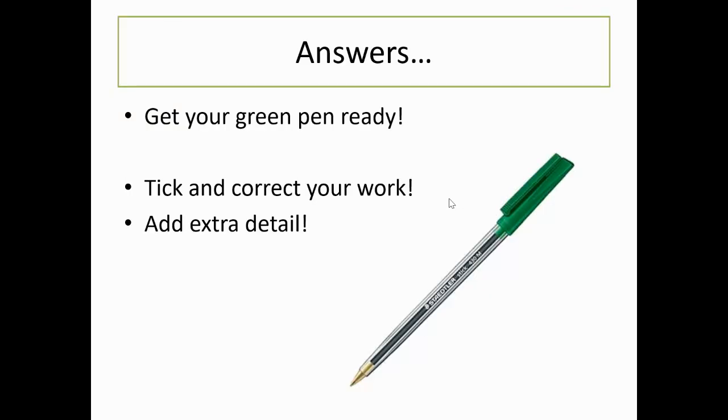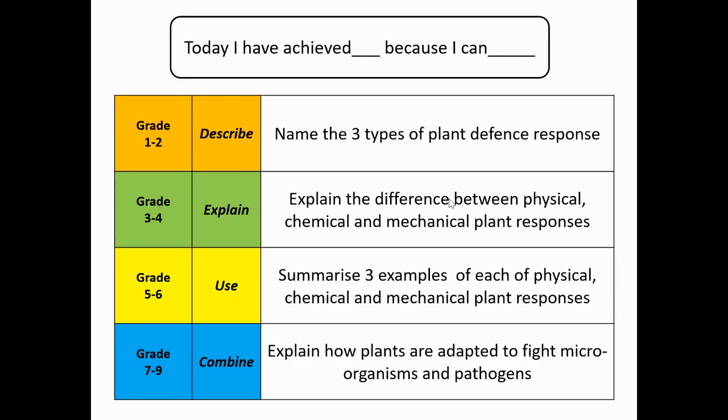Those have been our objectives for today's lesson. As always, I'd like you to write your "Today I have achieved" sentence. Please can you pause the video and fill in the gaps. Today I've achieved describe, explain, use, or combine. Make sure you're using those words there and say what you can do. Because I can, and actually fill in the blanks using one of these. For instance, today I've achieved use because I can summarize 3 examples of physical, chemical, and mechanical responses. Happy? Right, can you do that now, please?